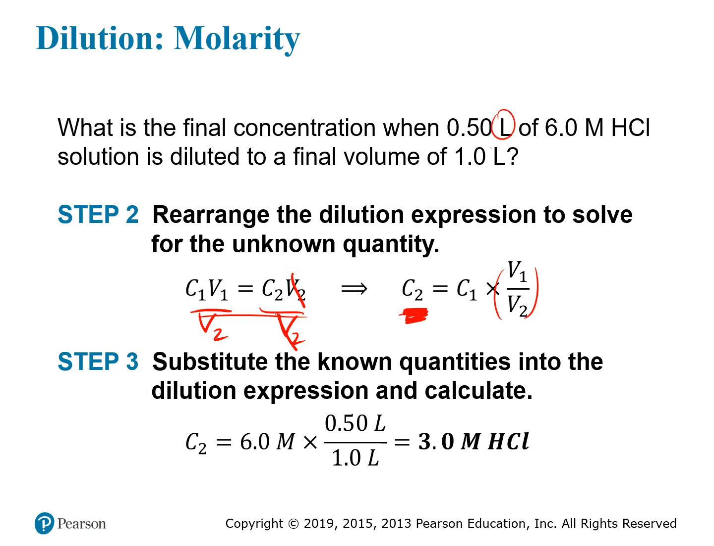So luckily we were given them both in liters, and so that'll be fine. And then we just put what we need in. The C1 is 6 molar, V1 is 0.50 liters, V2 is 1.0 liters. So again, the liter units cancel out, and we're going to be left with the molar unit. So 6 times 0.5 over 1 is going to be 3 molar HCl. So the new concentration of the solution after it's been diluted is 3 molar.